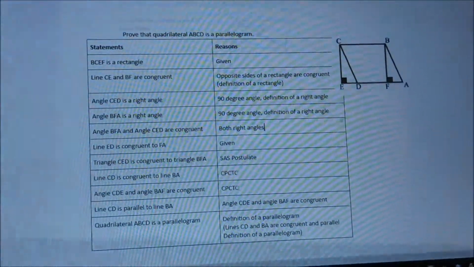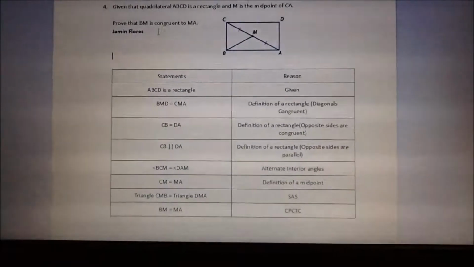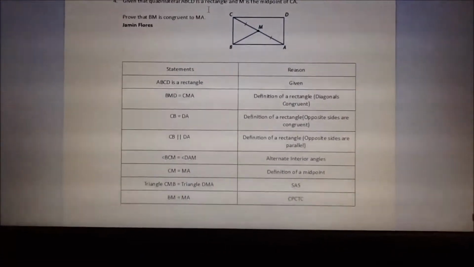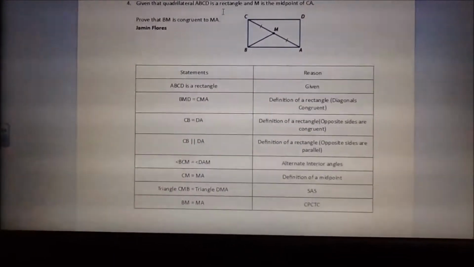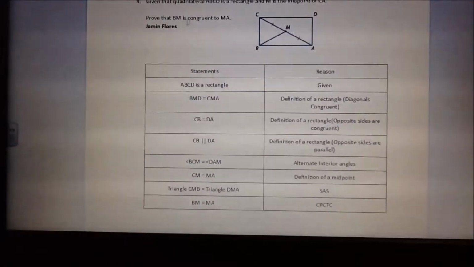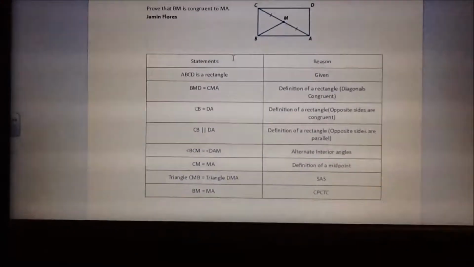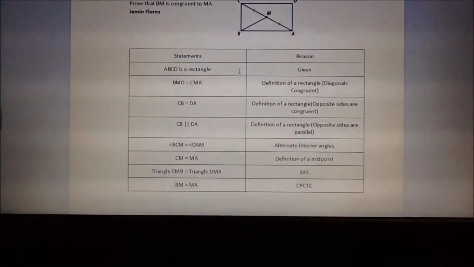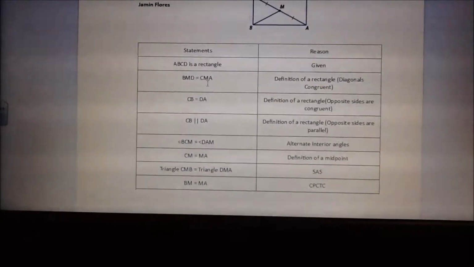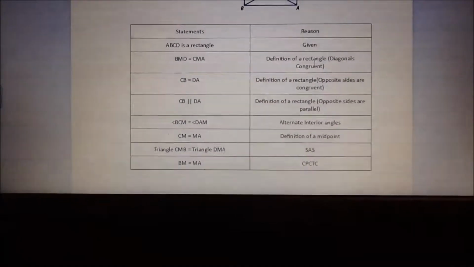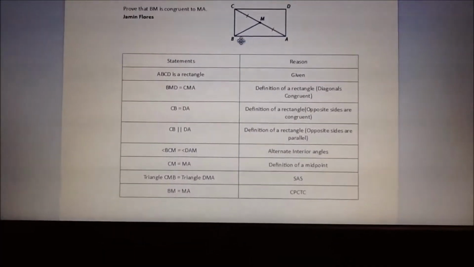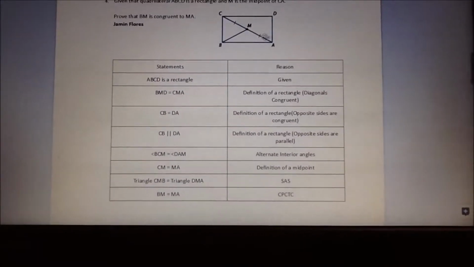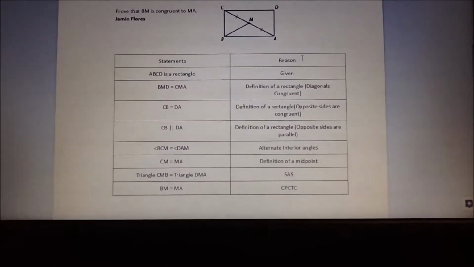So I had number 4, and given that quadrilateral ABCD is a rectangle and M is the midpoint of CA, you're supposed to prove that BM is congruent to MA. So I already said that ABCD is a rectangle, and that was given. BMD equals CMA, which is the definition of a rectangle. The diagonals are congruent, so that's BMD and that's CMA.